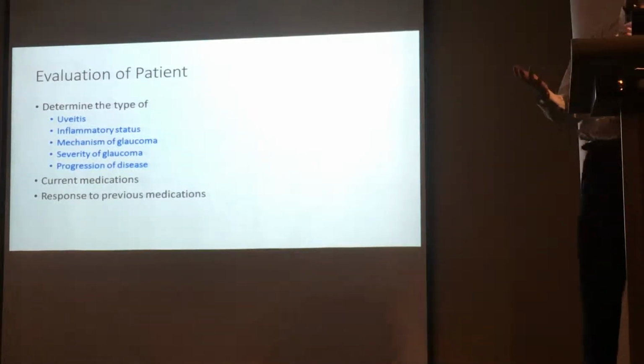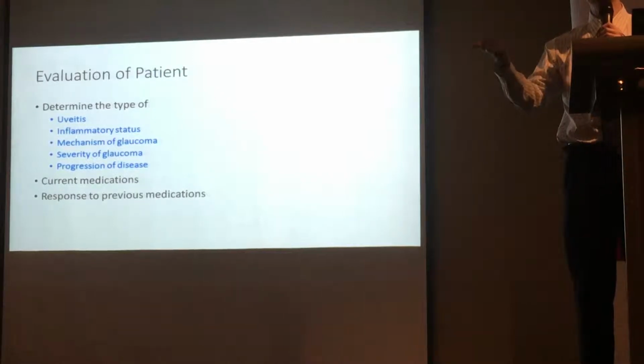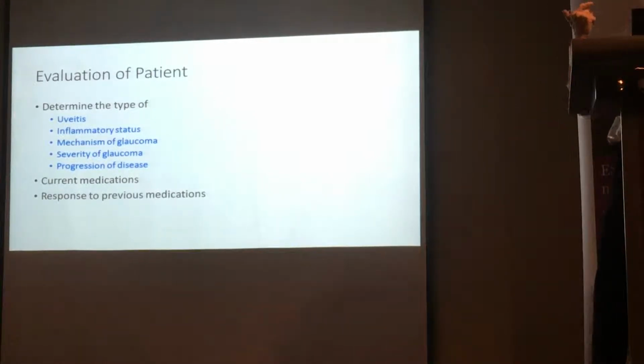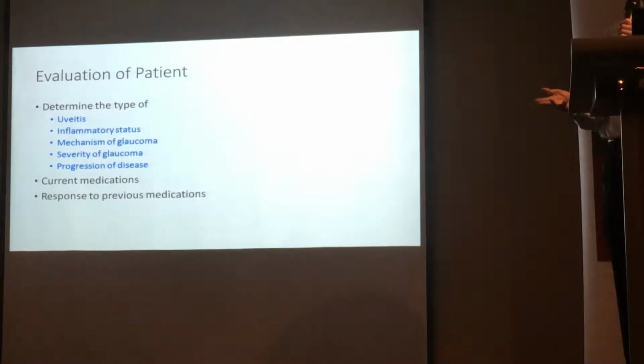What's the mechanism of glaucoma? Is it uveitis, inflammation, or is it steroids, or is it a neovascular membrane, or something like that? How bad is the glaucoma? Then you know how hard you need to hit. And is there progression of disease? Ever since the patient has got the diagnosis, is the nerve looking worse? Is the visual field getting worse?